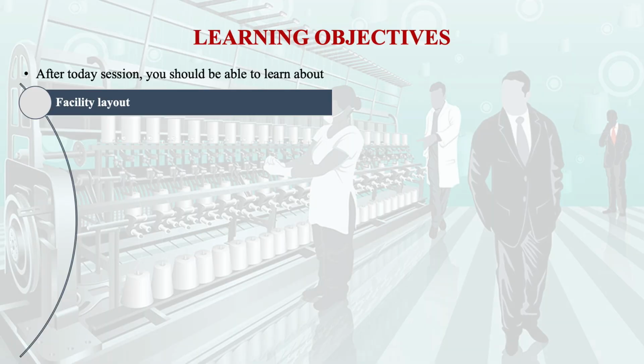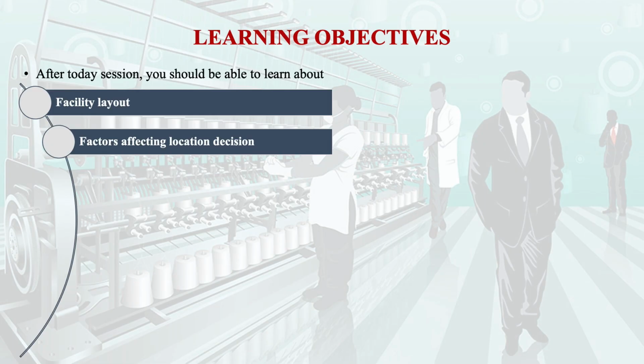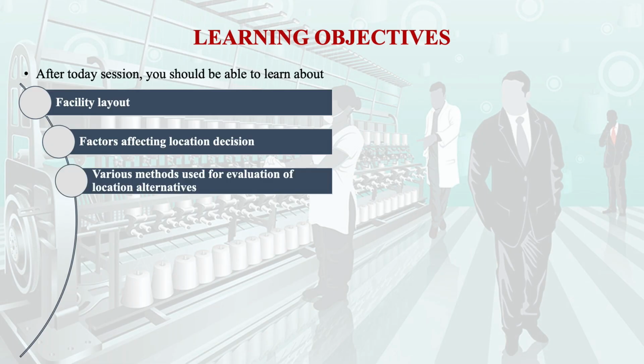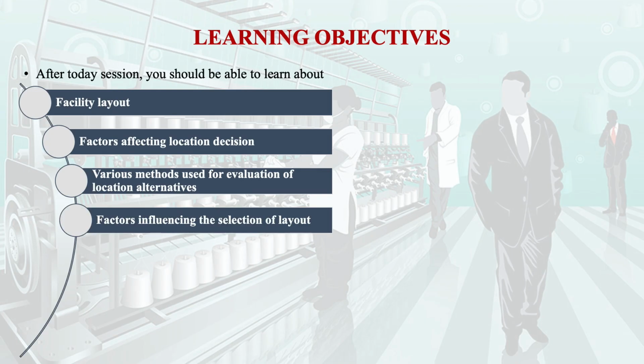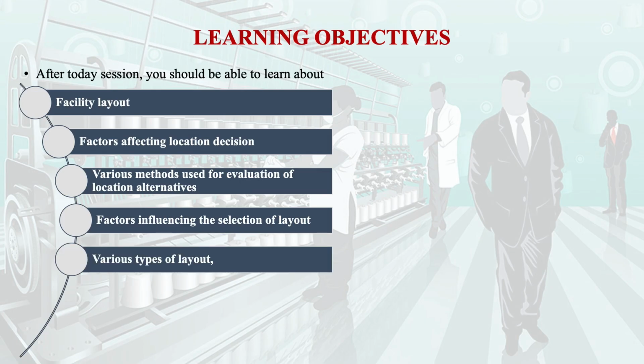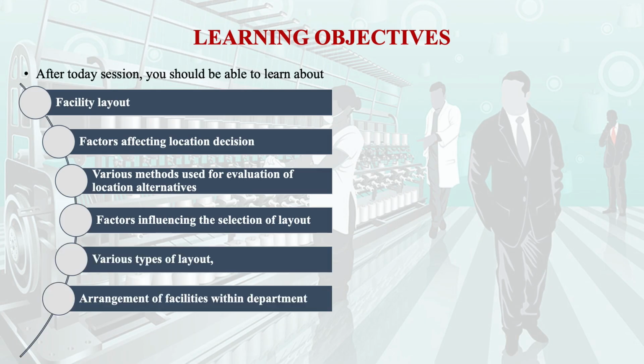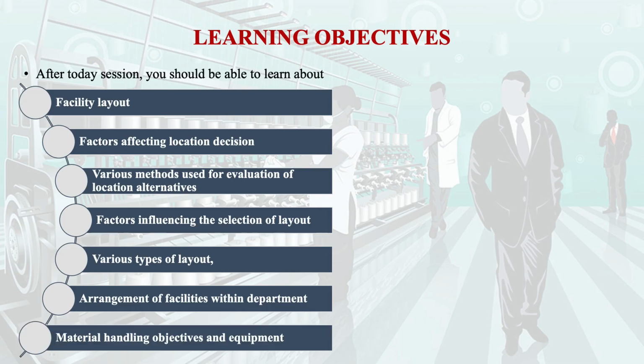Today we are going to study various aspects of facility layout. The objective of today's session is to study facility layout, factors affecting the location decision, various methods used for evaluation of location alternatives, factors influencing the selection of layout, various types of layout, arrangement of facilities within a department, and material handling objectives and the equipment used in material handling.